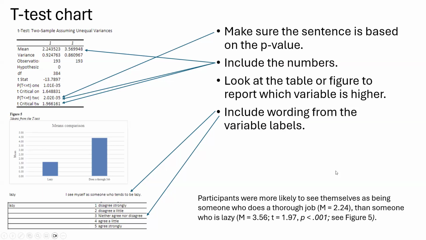Participants are more likely to see themselves as being someone who does a thorough job than someone who is lazy. You just describe it. Again, I don't want to see the words it's significant. There's a correlation. There's just a difference between the two variables. I want it written out in this manner. That is how we do it in APA. So those are some of the main issues that we have.